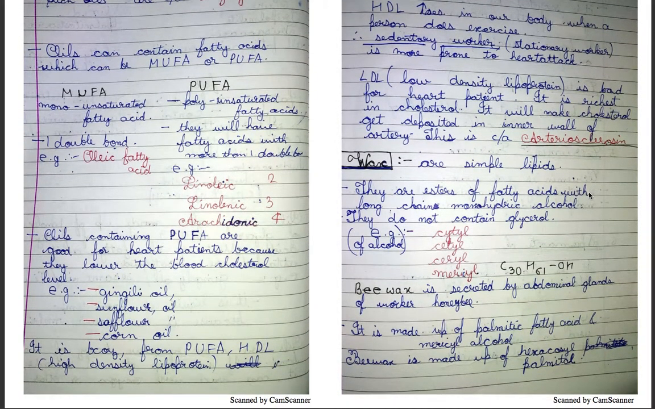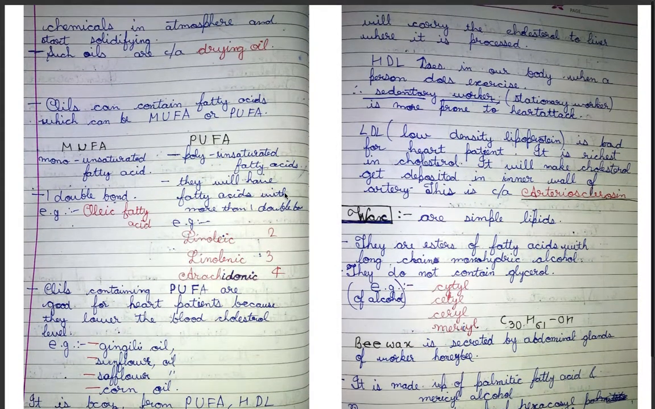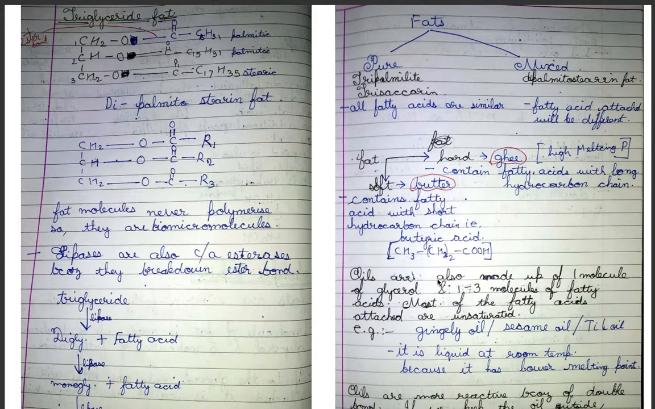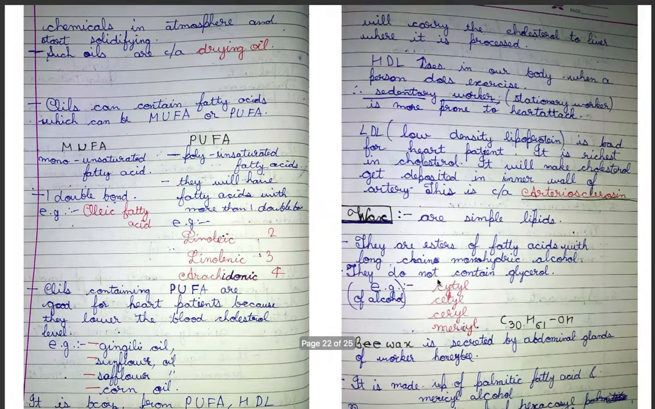Now waxes are simply lipids, nothing else. They are esters of fatty acid with a long chain monohydric alcohol. Oil was what? It was actually the ester of glycerol and a few molecules of fatty acids. Now wax is fatty acid and monohydric alcohol, and instead of glycerol, here is alcohol.